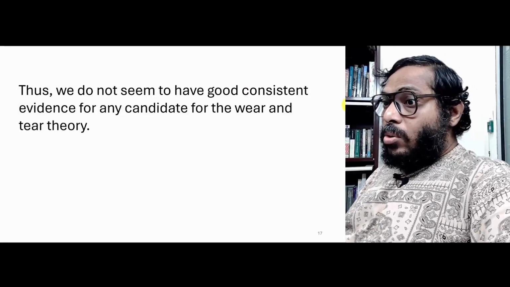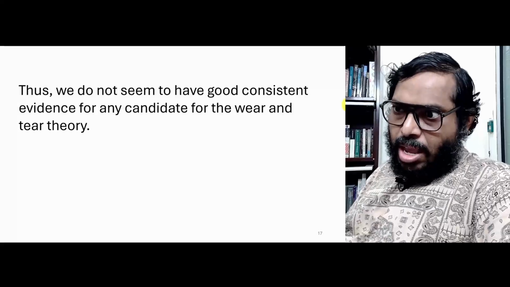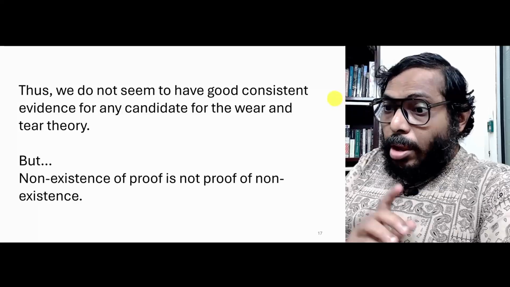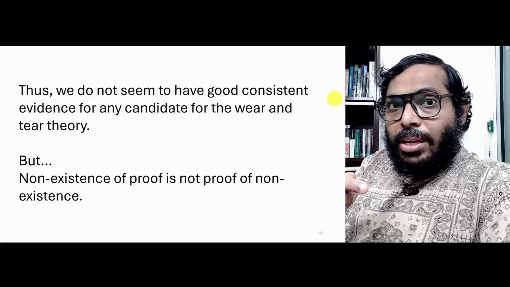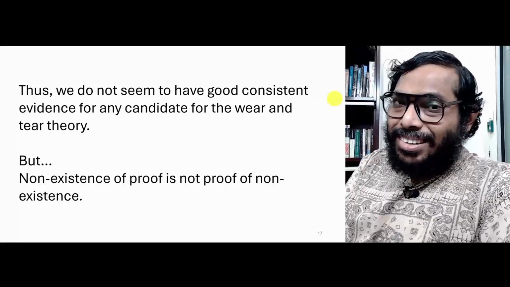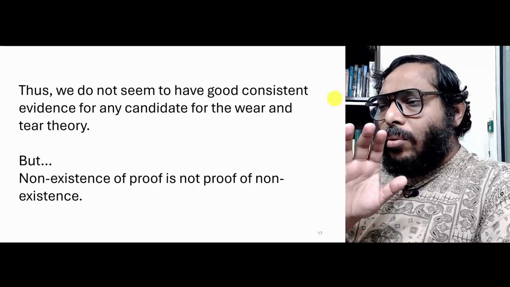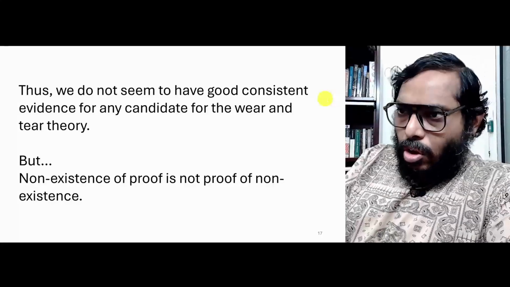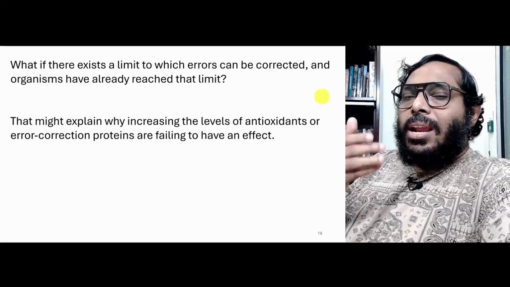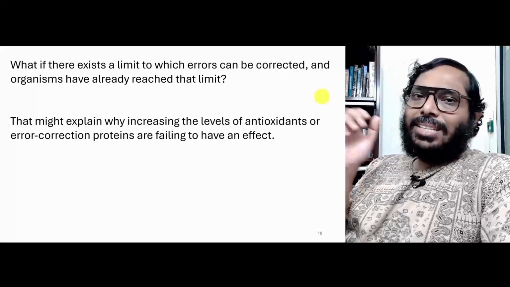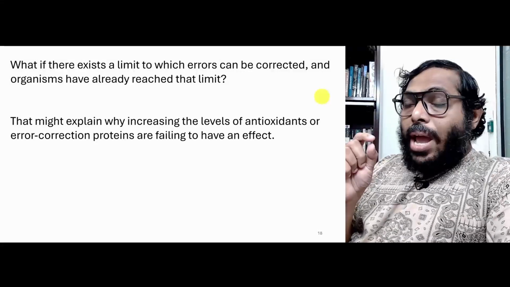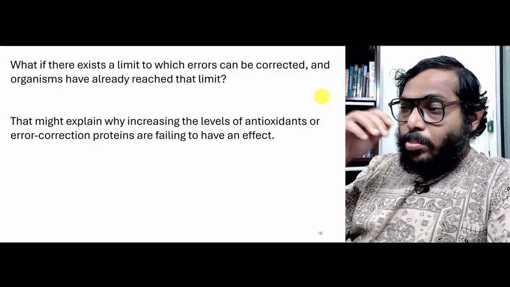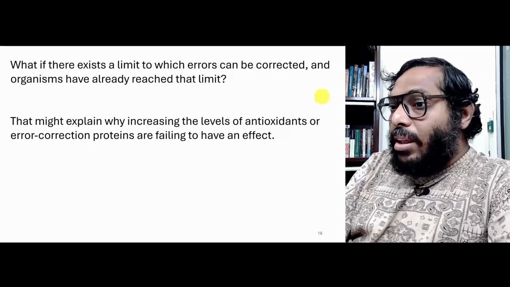So, we do not seem to have any good consistent evidence for any candidate for the wear and tear theory, but there is a problem. What is the problem? The problem is that if you do not have proof for something, that is not a proof that that thing does not exist. So, what happens if the wear and tear theory is correct, it is just that we have not hit upon the correct candidate? Or alternatively, what happens if there is a limit to which the errors can be corrected and the organisms have already reached that limit? If that be the case, then that might explain why when we are supplementing the diets with antioxidants, or when we are increasing the amounts of the enzymes, superoxide dismutase or whatever, those things are failing to have an effect.